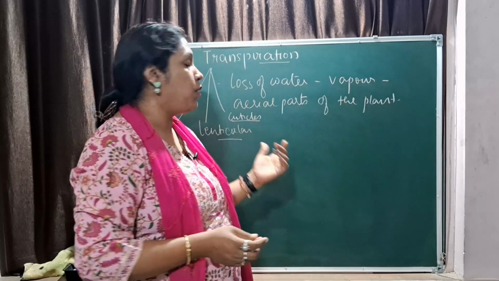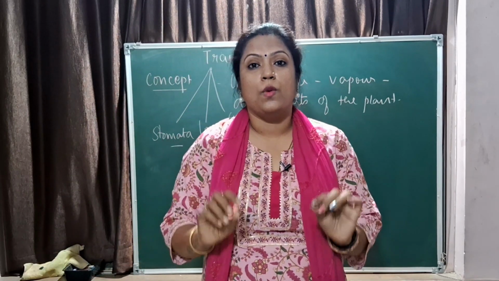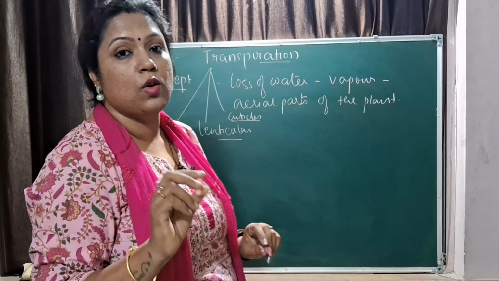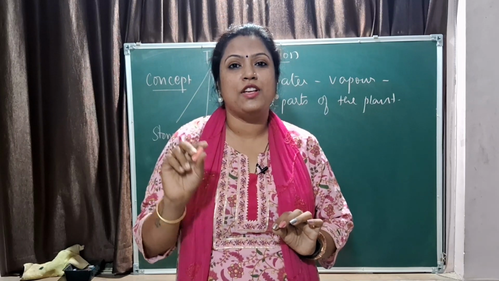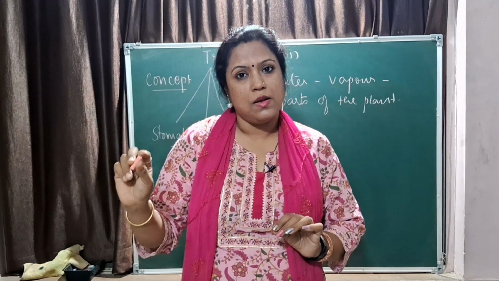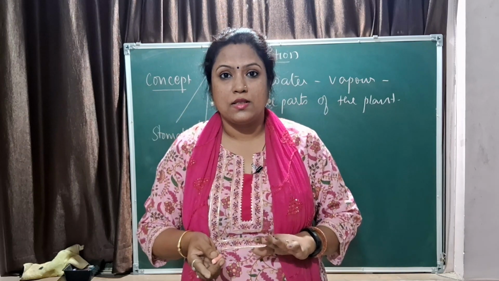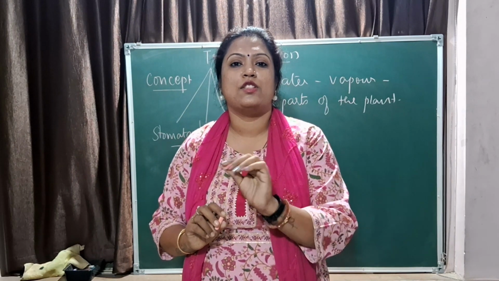Now when you say what are the locations, there are specific words which are required for writing the locations. When I say where the stomata are located, stomata are located on the epidermal surface of the leaf, mainly concentrated on the lower side, but present on both the sides. So you have to write it is present on the epidermal surface of the leaves.